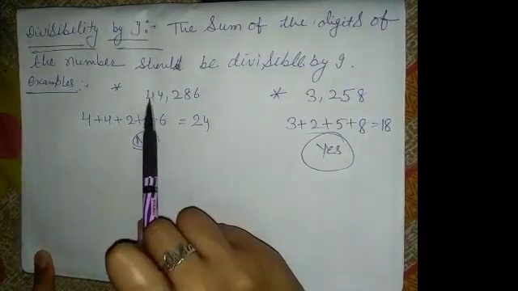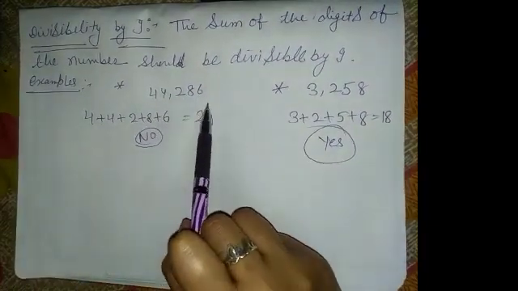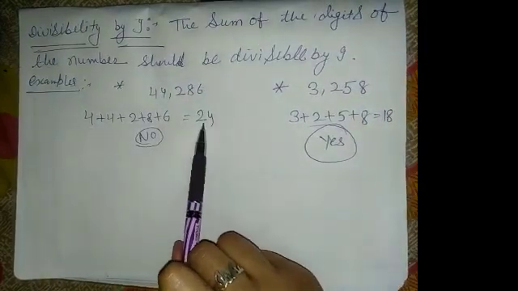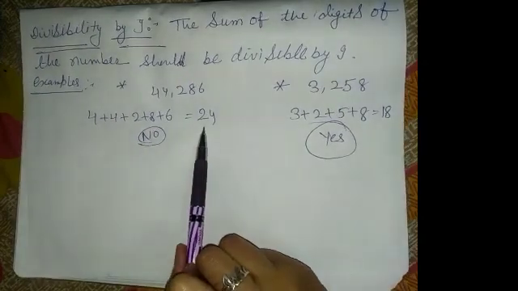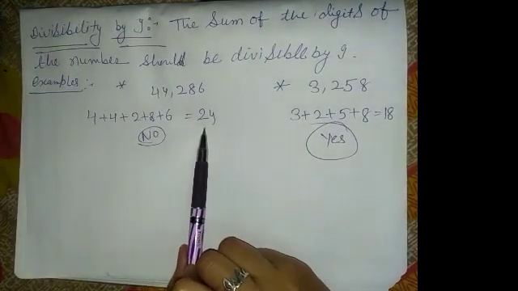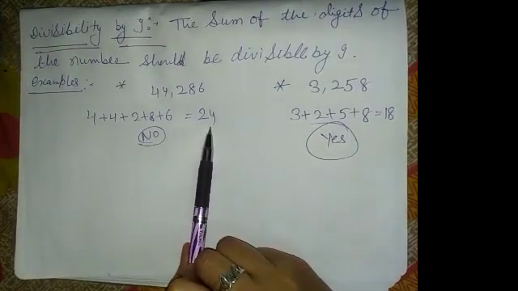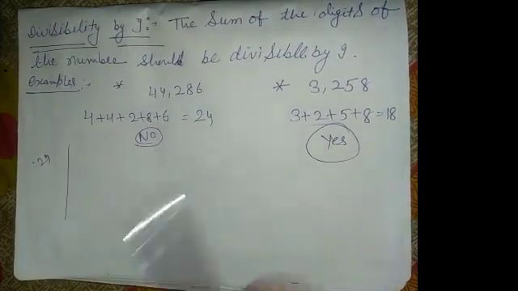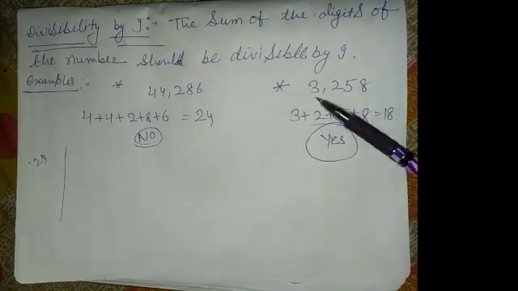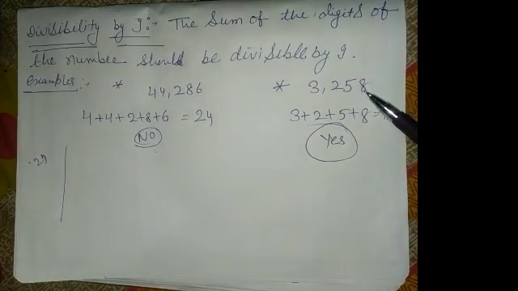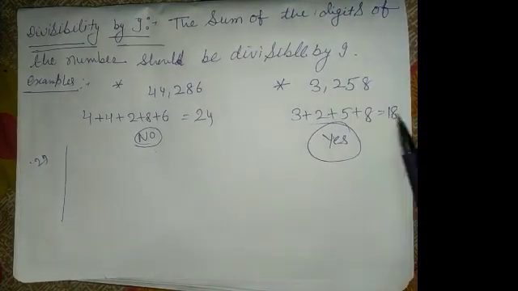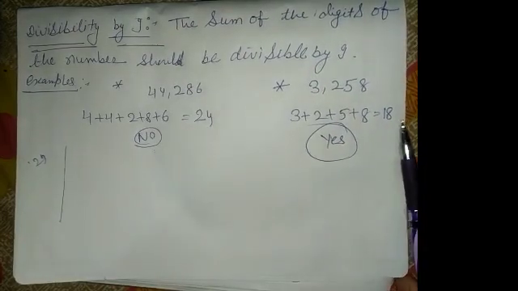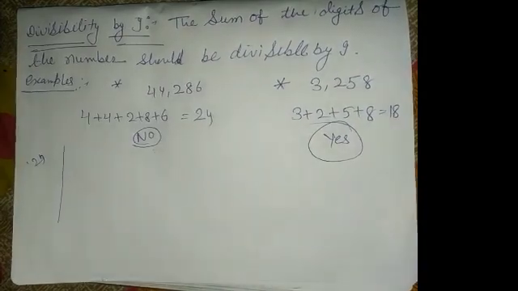For example, I've taken 44,286. Firstly, add these digits. I added here, I got 24 as an answer. But 24 is not completely divisible by 9, right? 24 does not come in the table of 9. Answer is no, right? Let's take one more example. I have taken 3,258. Firstly, add these digits. I got 18. 18 comes in the table of 9, right? So its answer is yes.